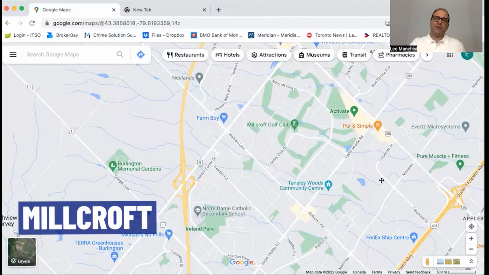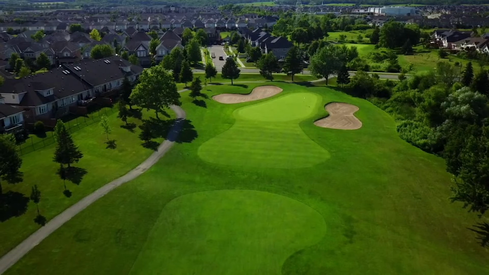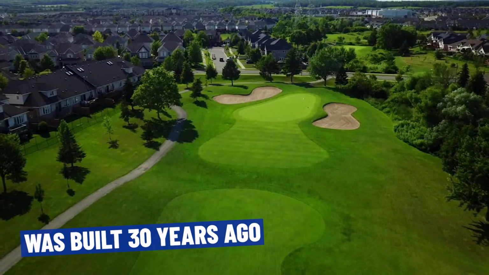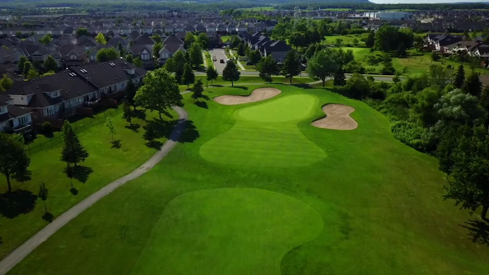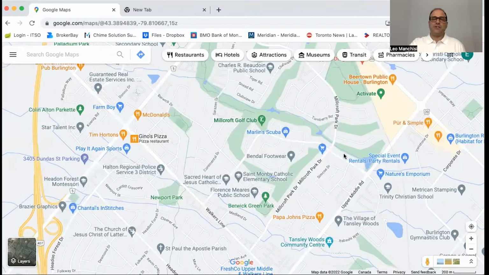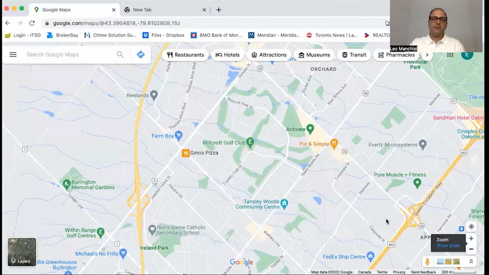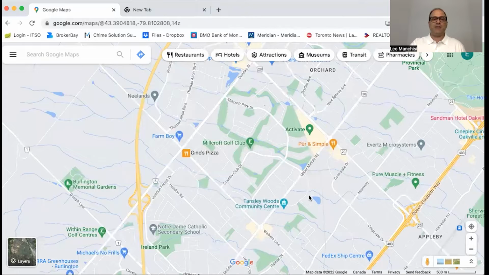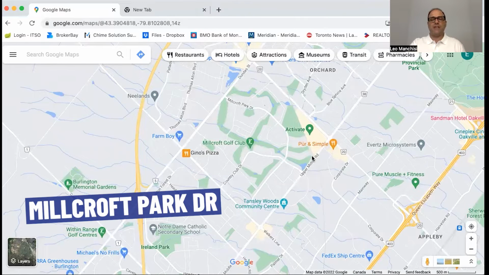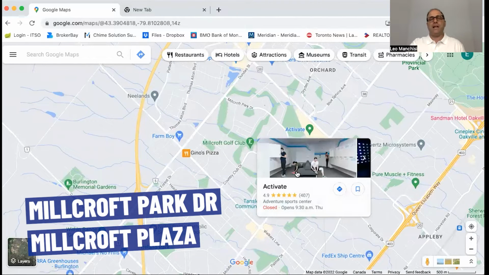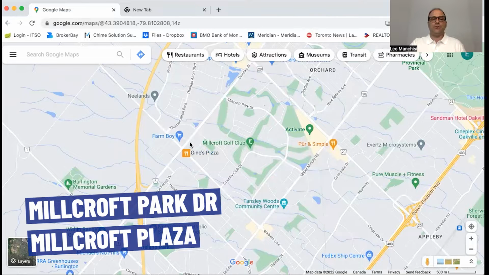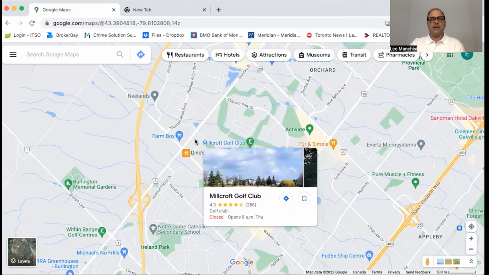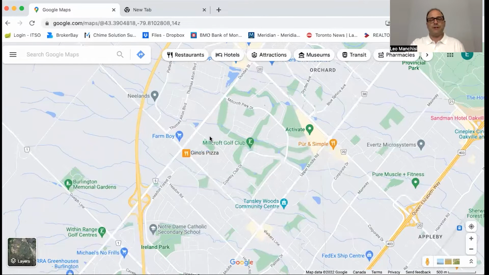It's basically on the north end. Millcroft was built about 30 years ago, built surrounding the infamous Millcroft Golf Club. You'll see a lot of greenery around here. There's a number of things in the area that are named after it. So obviously Millcroft Park Drive and the Millcroft Plaza, which is home to many establishments, including an LCBO and Beer Town, a Metro store, all kinds of things there.